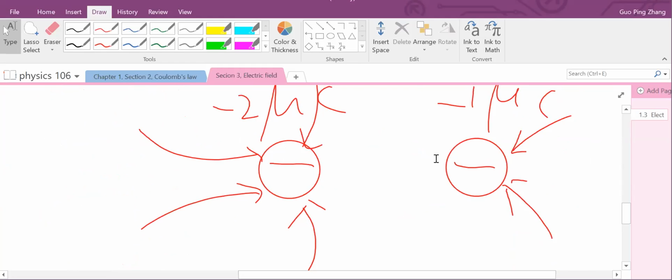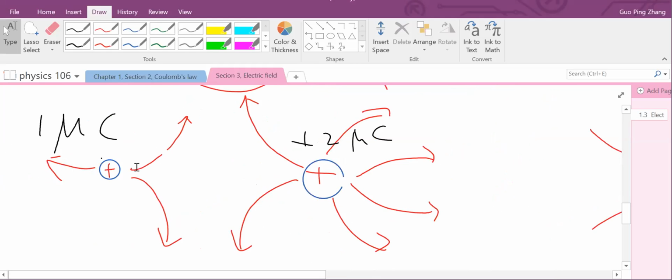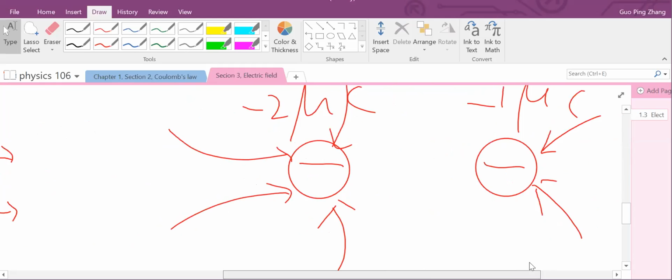Anything between these two negative charges should have no lines. The same is true if both are positive charges. The lines try to avoid each other. So that is what we discussed last time.